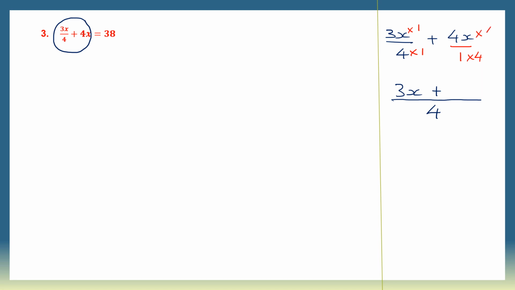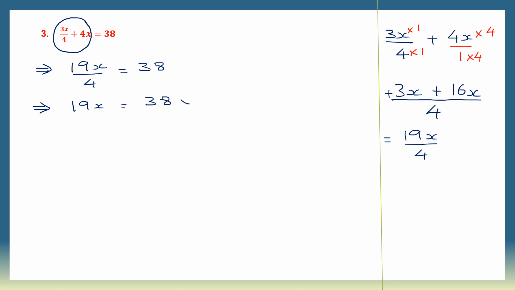So we have to multiply 4x also into 4. So let's multiply the numbers. 4 4s are 16. That's 16x. Now here let's add this up. We have plus 3 and plus 16. So 3 plus 16 is 19. So that is 19x by 4. So let's use that here. So 19x by 4 is equal to 38. So that means 19x is equal to 38 into 4.